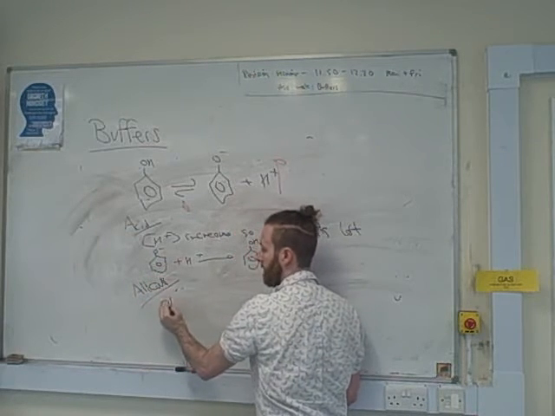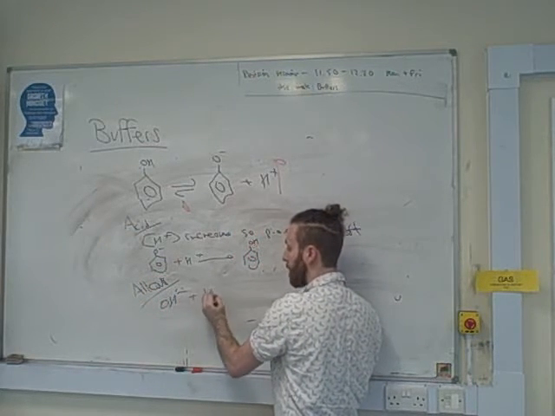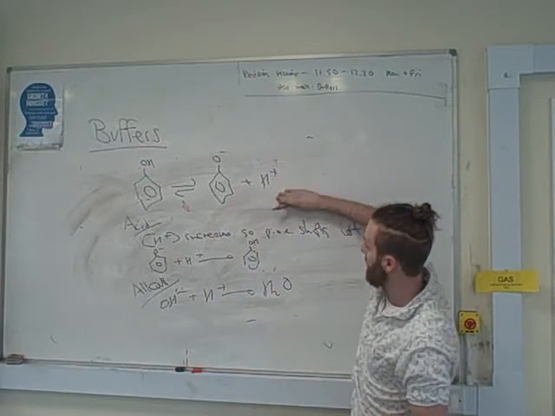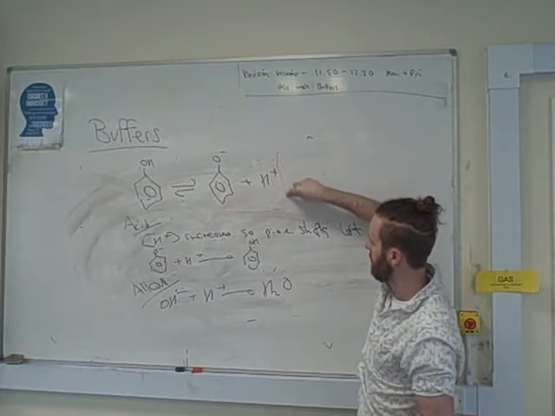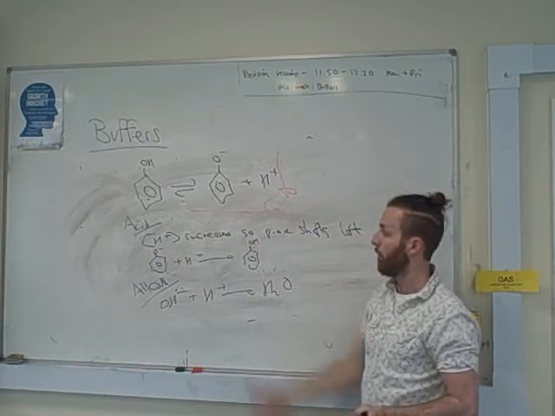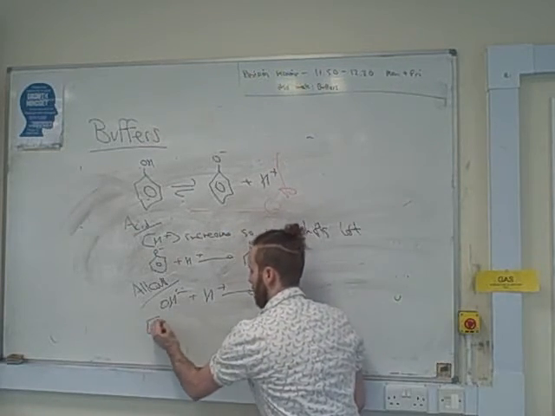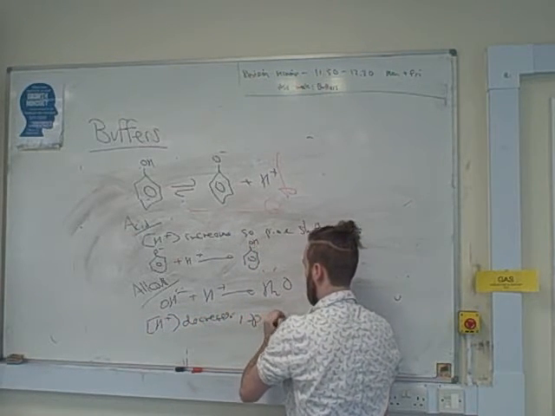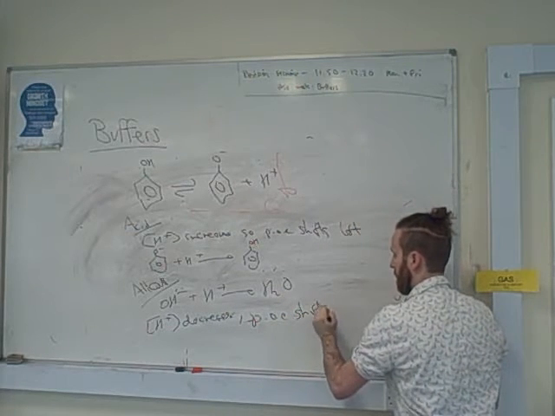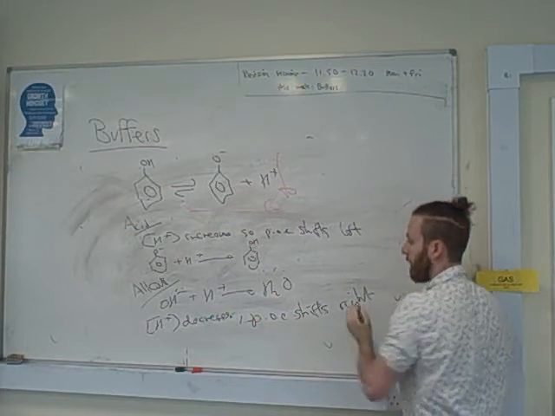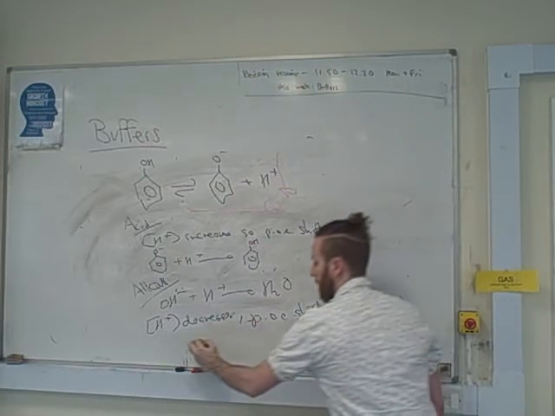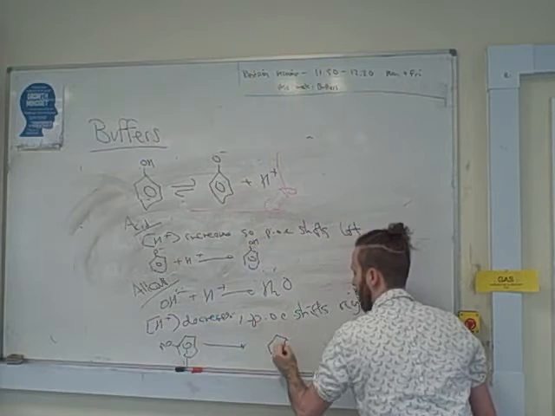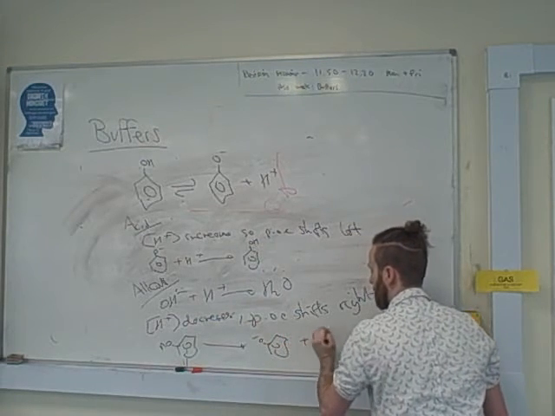How about if I had an alkali? Well, an alkali releases OH minus, which will react with the H plus to give water. So I have now decreased my conc of H plus. Conc of H plus decreases. Position of equilibrium will shift to the right. And we'll just show an equation to show that. So phenol is going to go to phenoxide plus H plus.